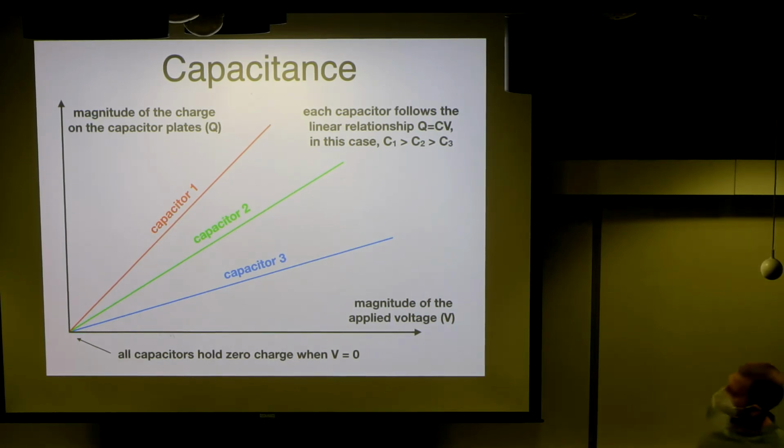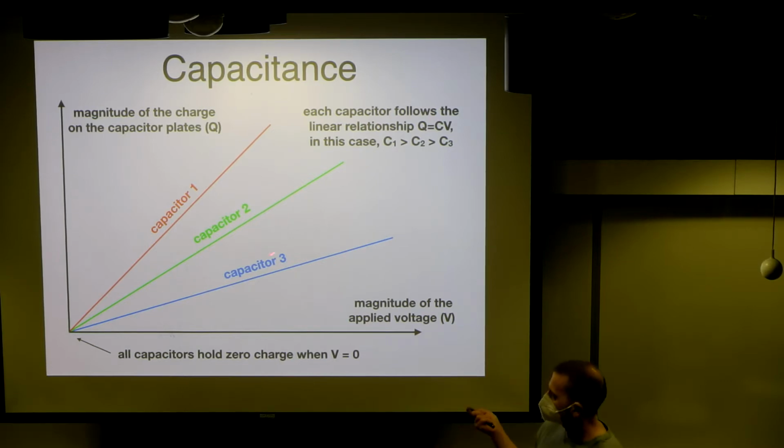Okay, so let's get into the capacitance now. I'm showing you a graph here where on the vertical axis we have the magnitude of the charge that accumulates on the capacitor plate. So that's Q. And on the horizontal axis we have the applied voltage, which is V. And since we said there's a direct proportionality between these quantities, we expect that if I were to graph this relationship out, it would be a straight line.